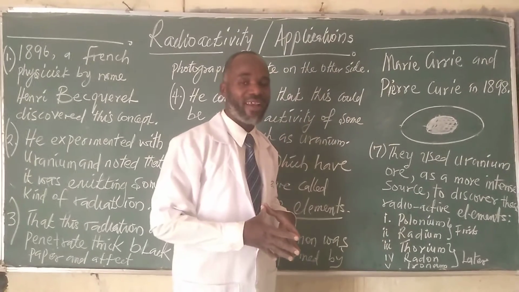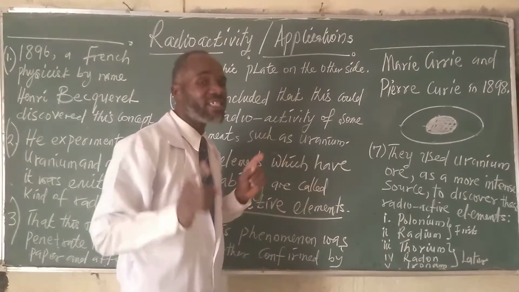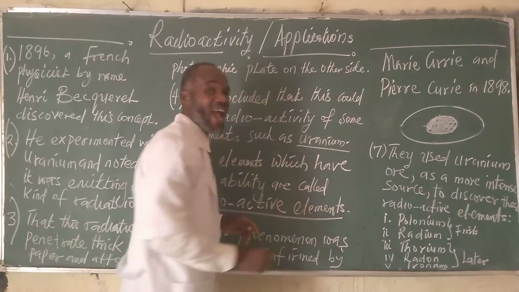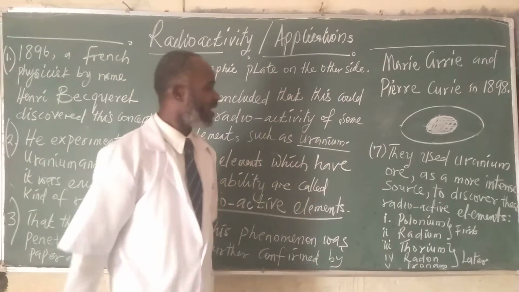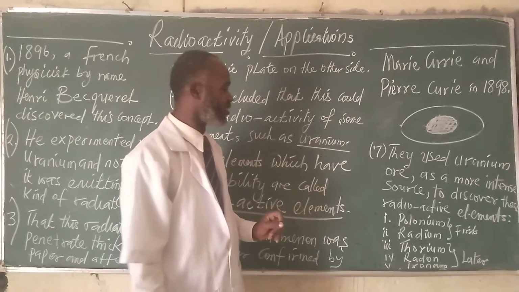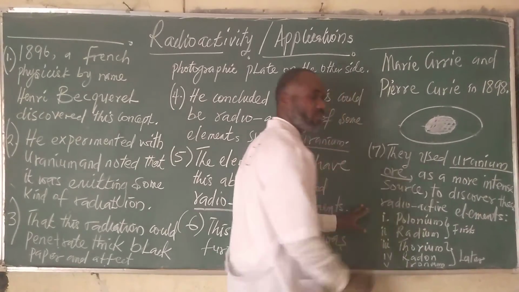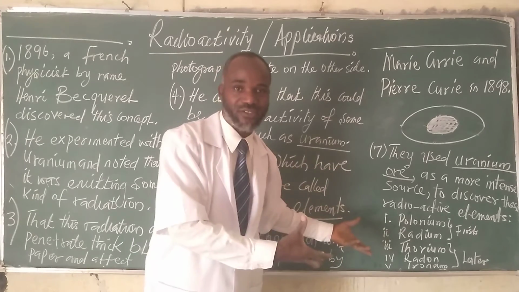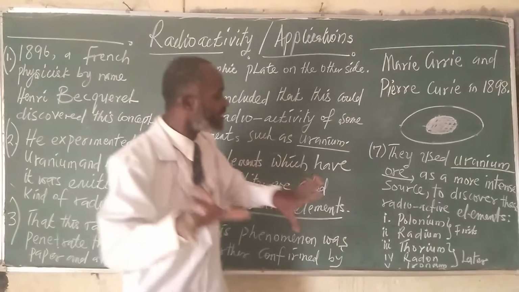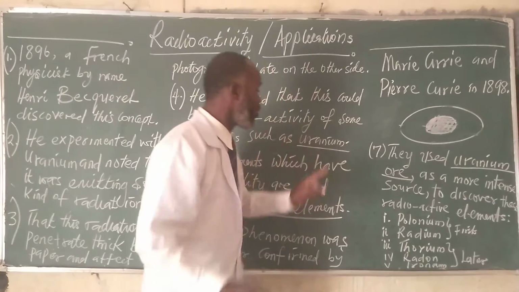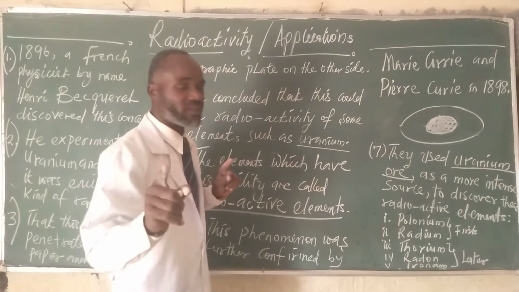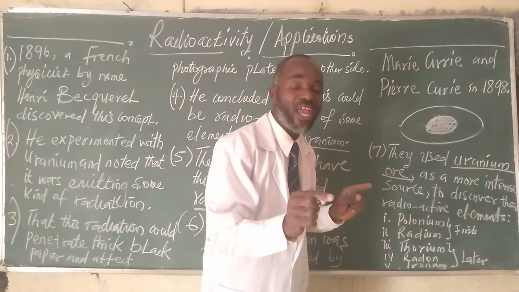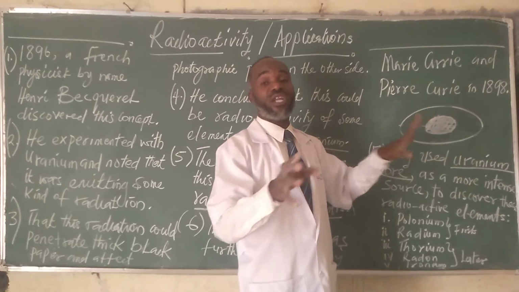What did Marie Curie and Pierre Curie do? What they did was, instead of using the uranium element as a radioactive source, they said, no, let's use uranium ore. Okay? This is interesting. Let's use uranium ore. The reason being that uranium ore is a more intense radioactive source than the ordinary uranium element. I repeat, why they decided to use uranium ore instead of ordinary uranium elements was because they noticed that uranium ore was a more intense radioactive source than the ordinary uranium element.